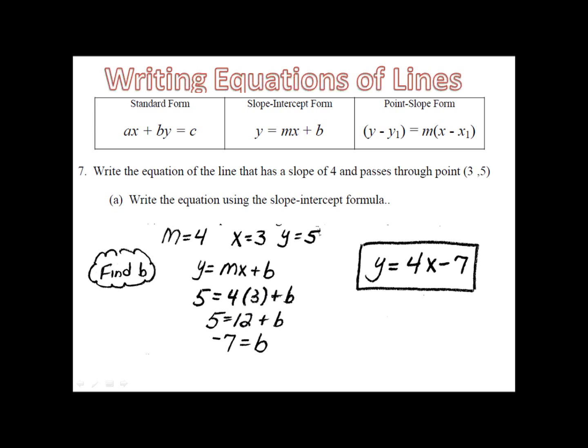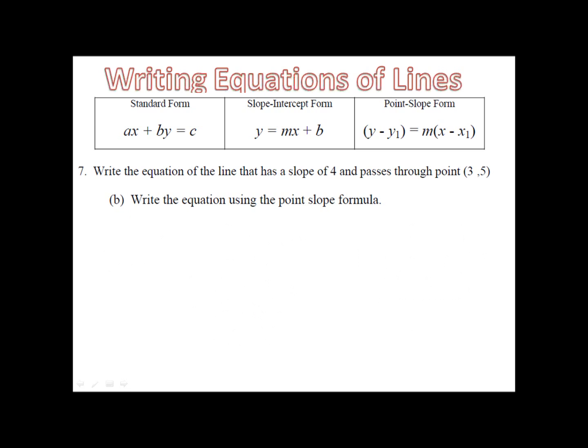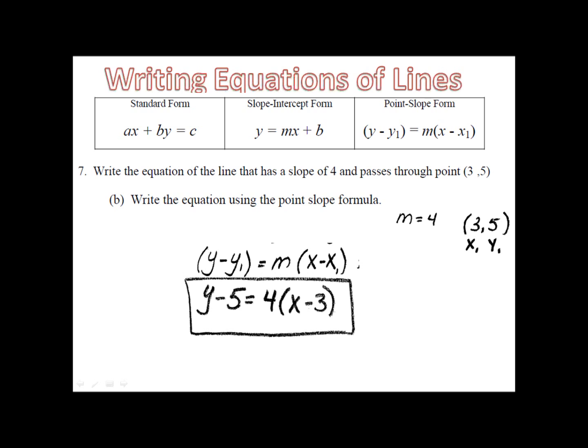There's also another way to do this, however, using the point-slope formula. The point-slope formula simply says y minus y1 equals m times x minus x1. Again, we identify the slope, and we identify x1 and y1, which are in our ordered pair from our point. Now I simply plug the numbers in. y minus y1 becomes y minus 5, m is 4, and x minus x1 becomes x minus 3.